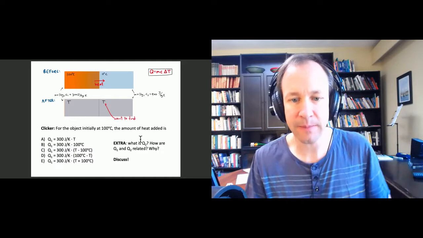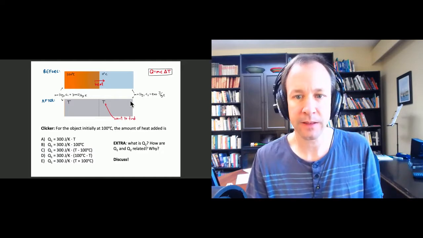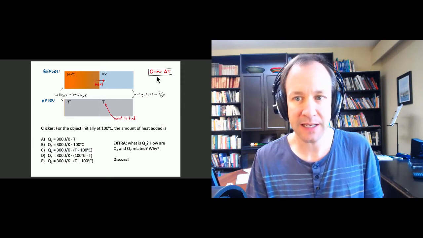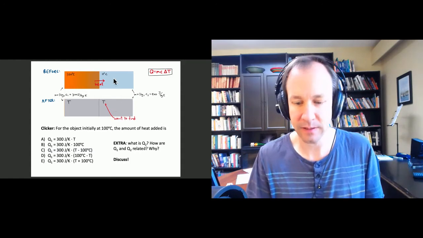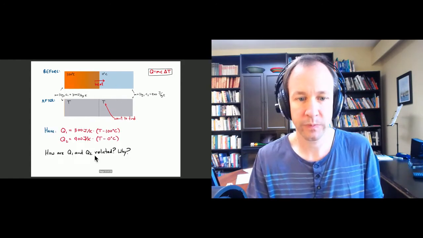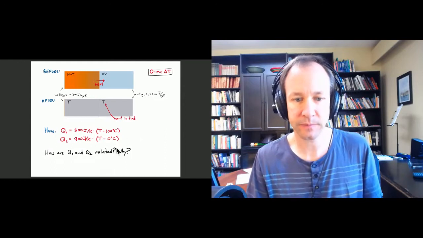Now we can do the same thing for the second part. Q2 is going to be the same mass, now 900 joules per kilogram per Kelvin, and then delta T is T minus 0. So I've written those there.